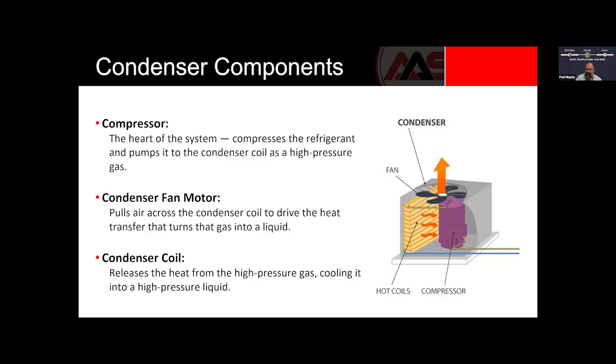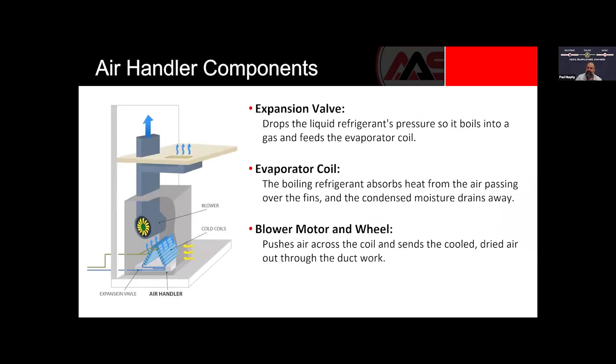It compresses refrigerant and pumps it to the condenser coil as a high pressure gas. That condenser fan pulls air across that condenser coil, and it turns that high pressure hot gas into a liquid. The condenser coil releases that heat from the high pressure gas, cooling it down into the high pressure liquid that we need.